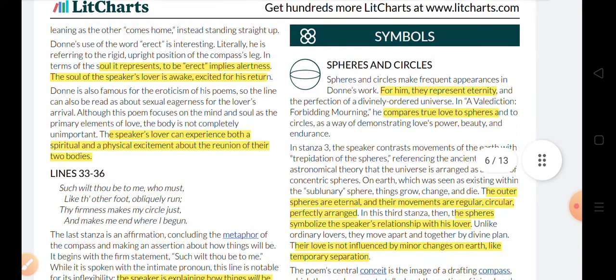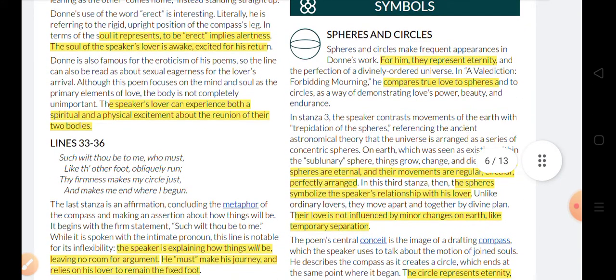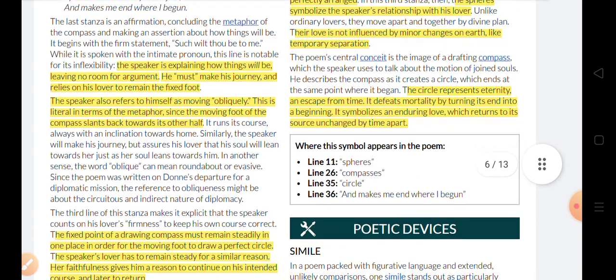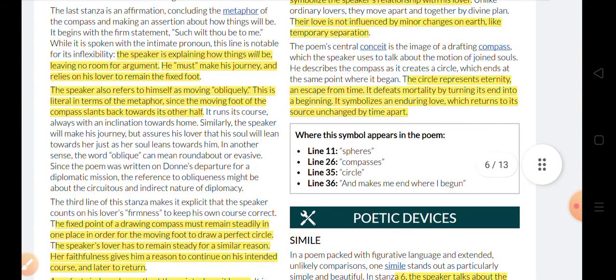And now we'll analyze symbols. The first symbol is spheres and circles. So for him, this represents eternity, and he compares true love to spheres, and the spheres are eternal, and their movements are regular, circular, perfectly arranged. The spheres also symbolize the speaker's relationship with his lover. Their love is not influenced by minor changes on earth like temporary separation. The circle represents eternity and escape from time.